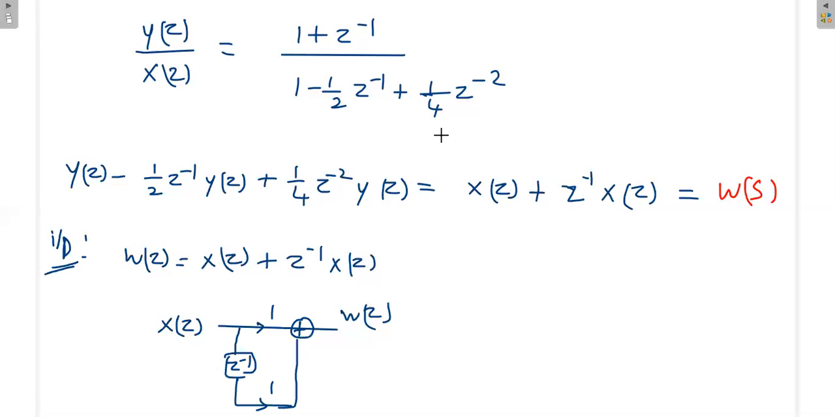Okay, again for the realization at the output side, we'll take the y of z and w of z terms, at the output side. Okay, y of z minus 1 by 2. Okay, we'll write it on the next page.